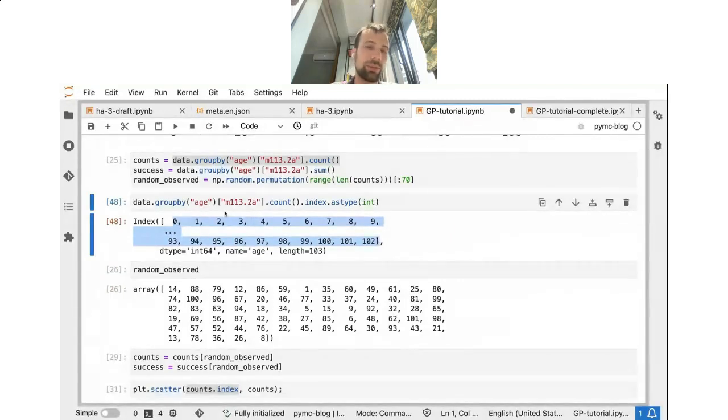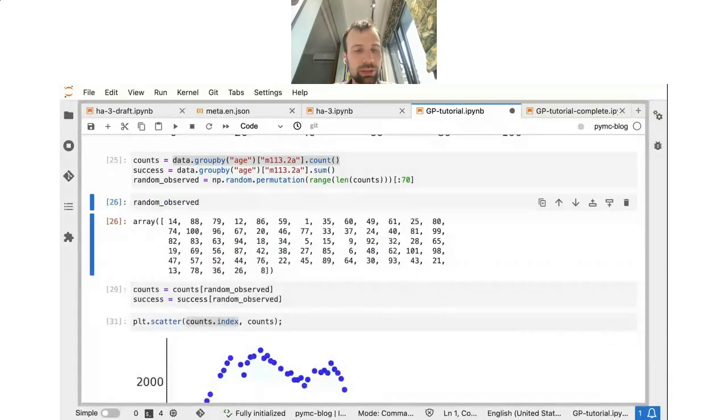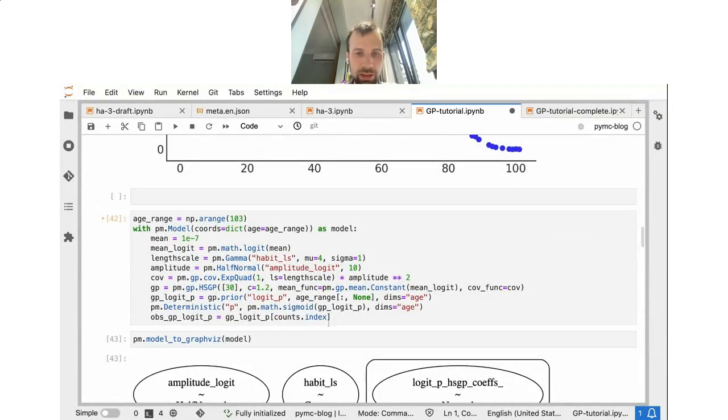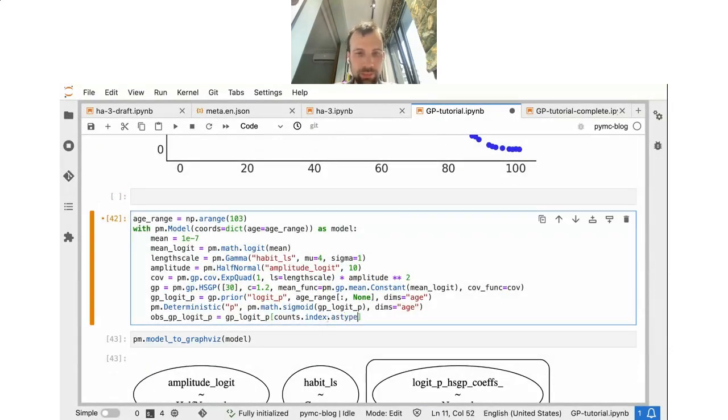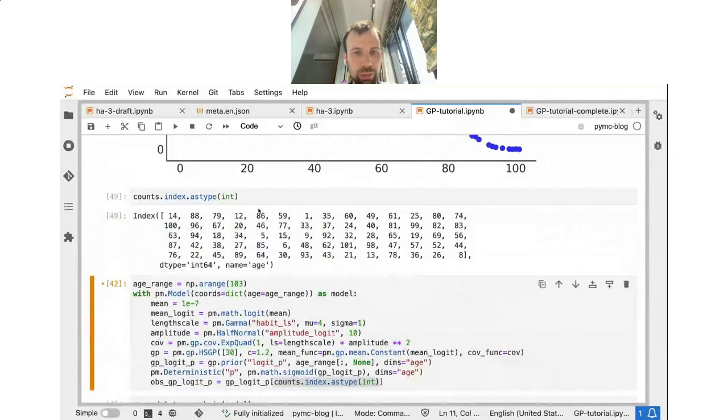Even if we have missing edges in the very beginning, they would be reflected in this index already. And that is okay, so nothing to worry about. That's fine. Let's make sure that it is what we expect.